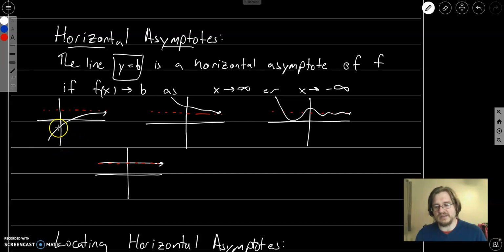And there's a few different ways that this could happen. One is that our function could be getting closer and closer and closer to this number, but it never crosses it. We could be coming from the bottom, or we could be coming from up above.